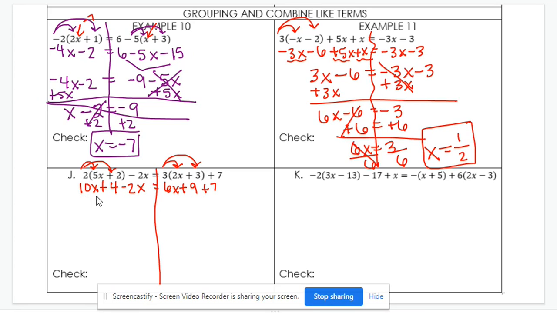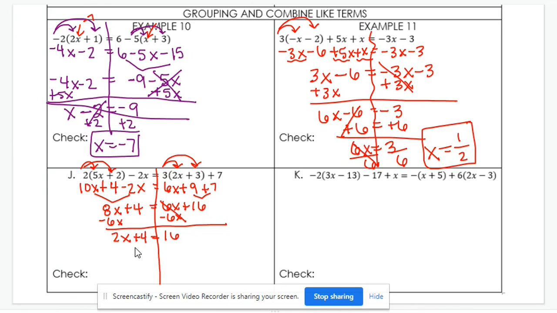Combine like terms on the same side, so I'm going to combine 10x and negative 2x to give me 8x. Bring down that plus 4, because that was a constant I needed to bring down. On the right, I have 6x, but I can combine the positive 9 and positive 7. That's a positive 16. I have variables on both sides, and let's move the smaller one. So subtract 8x minus 6x is 2x. Bring down my plus 4. 6x minus 6x cancels. I'm left with 16.